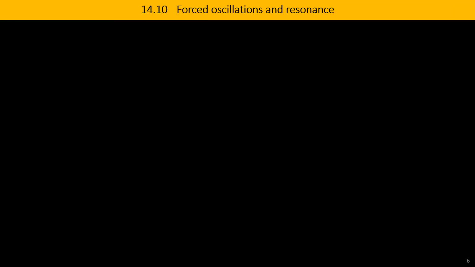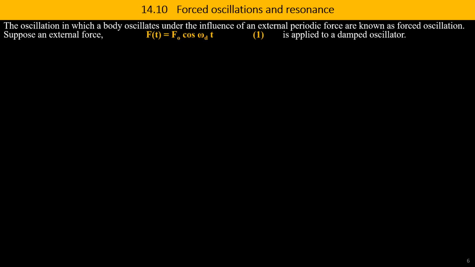Forced oscillations and resonance. When a system is displaced from its equilibrium position and released, it oscillates with its natural frequency omega, and the oscillations are called free oscillations. But these free oscillations die out because of damping forces. However, in order to maintain these oscillations, we have to apply an external force. Under such conditions, it is called forced or driven oscillations.